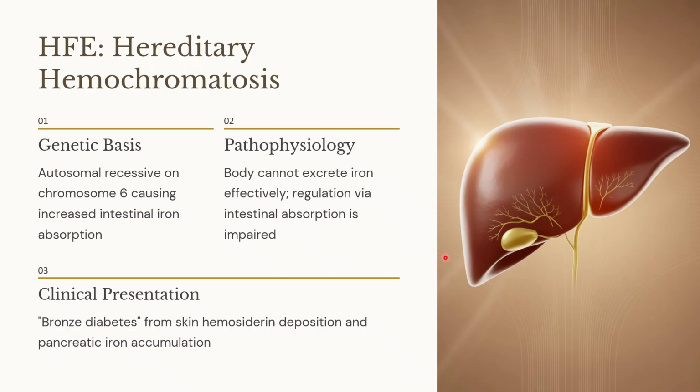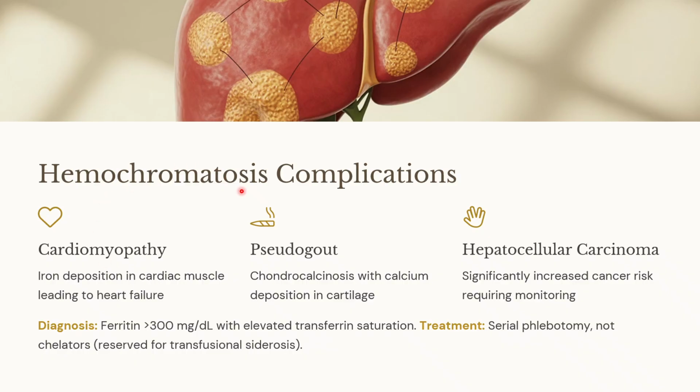This will result in bronze diabetes, where because of excess iron getting deposited in the pancreas, it will result in diabetes, and the excess iron being present on the skin, they will have a bronze pigmentation. So it is collectively known as bronze diabetes. What about the hemochromatosis complications? The iron deposition in cardiac muscle will lead to cardiomyopathy and heart failure. Iron deposition in cartilage will lead to chondrocalcinosis. Iron deposition in the liver will result in hepatocellular carcinoma.